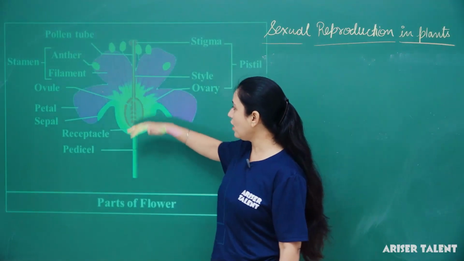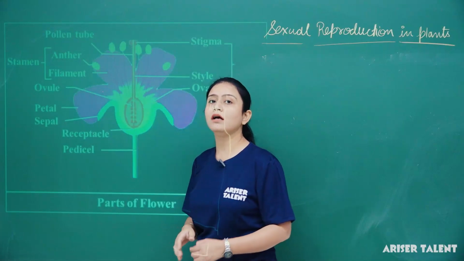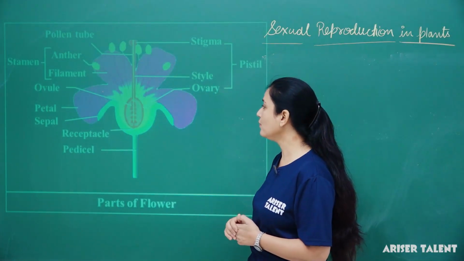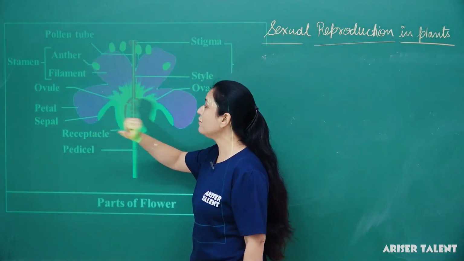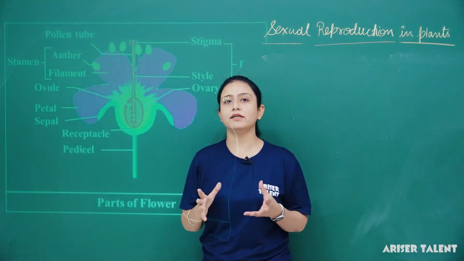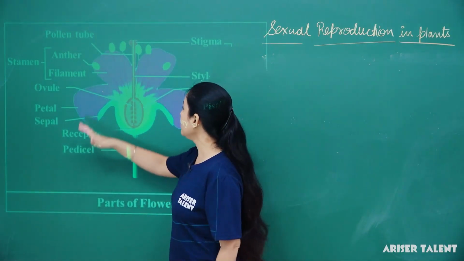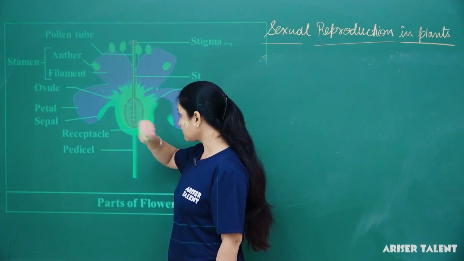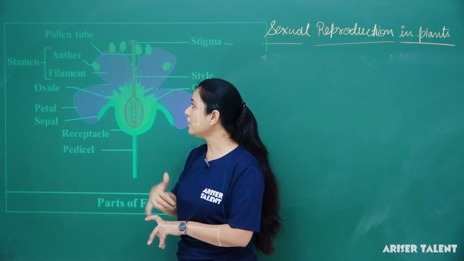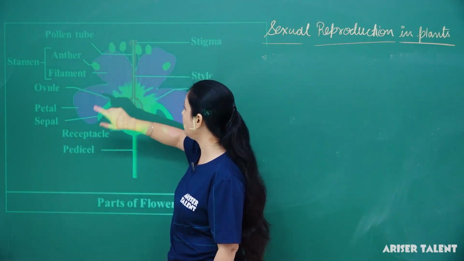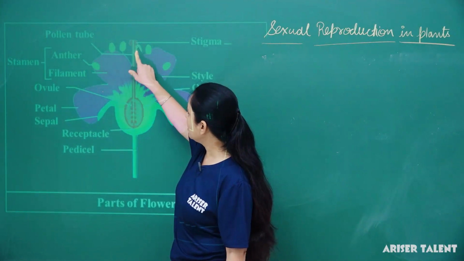Now as we go up, we can find some colorful petals here. Generally it consists of many colorful petals. Okay, what is the function of these petals? Generally these petals attract the insects for pollination. Okay, now the other part is what? Androecium. Here we can see androecium, which contains anther and filament.